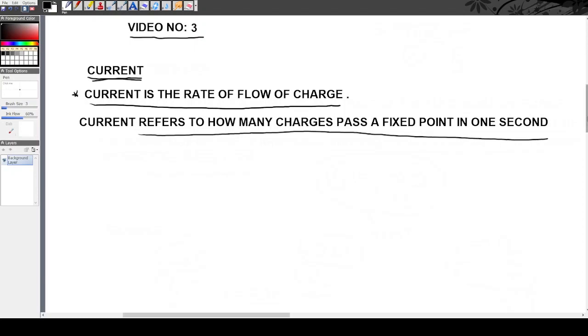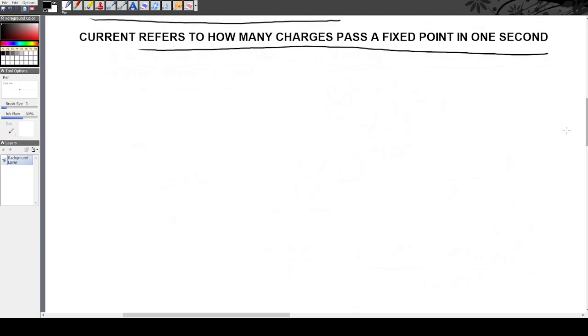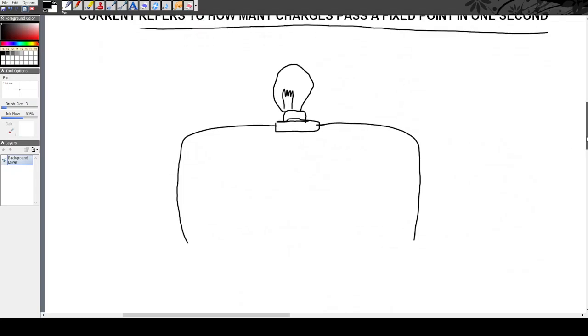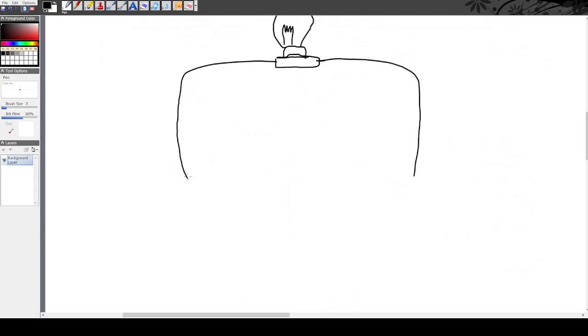Maybe that still doesn't make sense to you. Let's try to make it make sense. Let us say we have a copper wire, the same example as last time. Let's first draw a bulb, a globe or light bulb. It doesn't matter, it will work. And we have copper wires. And this copper wire is connected to a battery.